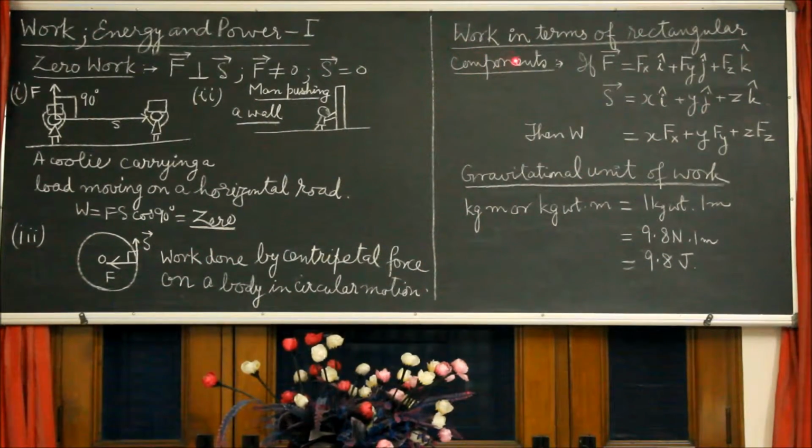We can also calculate work in terms of rectangular components. If F is Fx i cap plus Fy j cap plus Fz k cap and the displacement vector is x i cap plus y j cap plus z k cap, then the work will be F dot s, the scalar product of the force vector and displacement vector, and will be given by x Fx plus y Fy plus z into Fz.